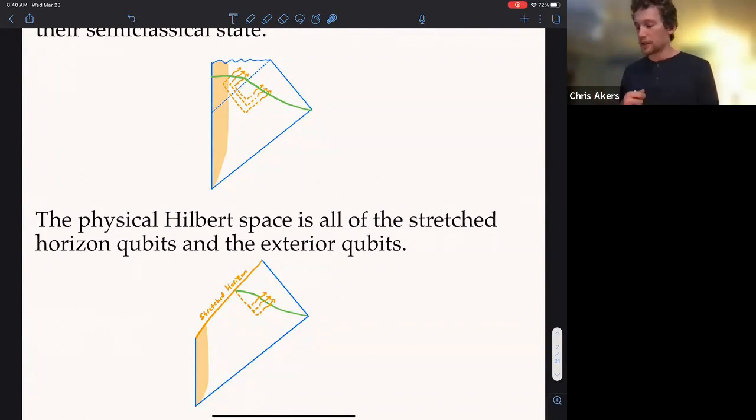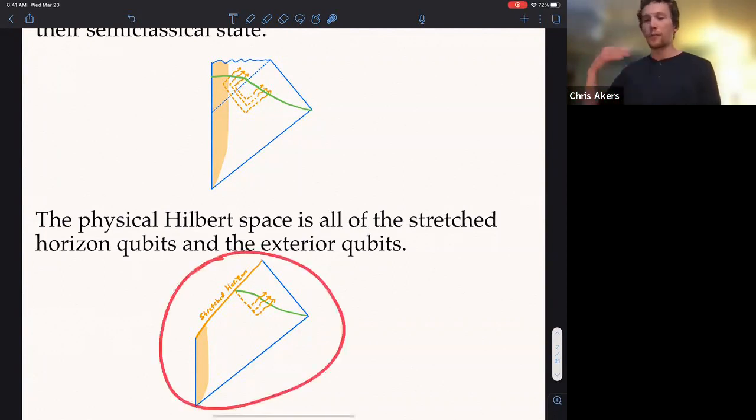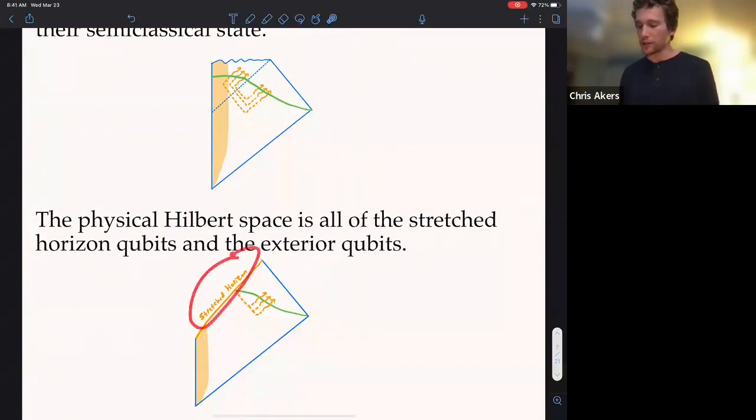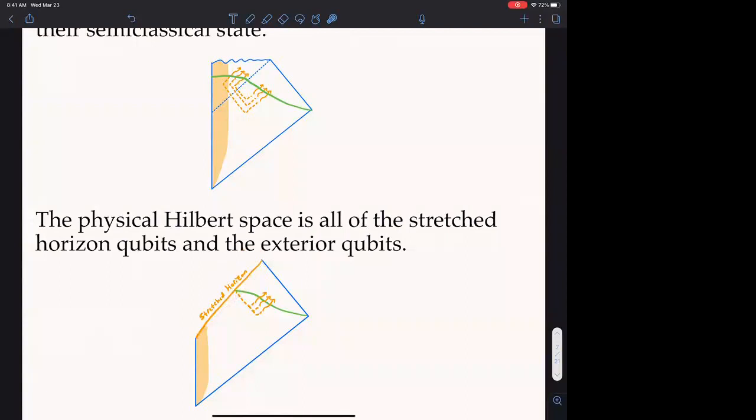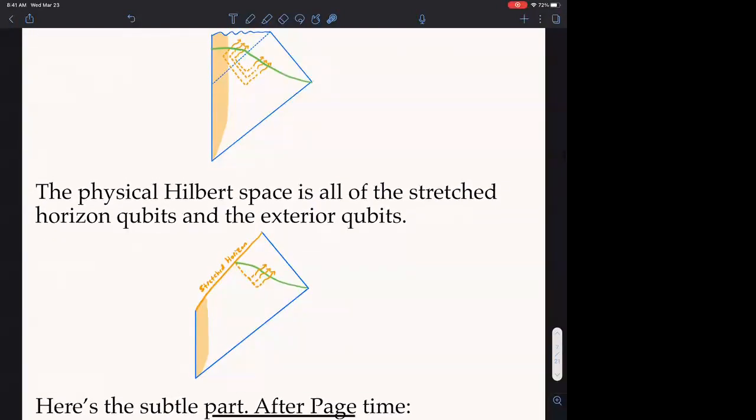In this way of talking about the manifestly unitary description, there is no interior at all. The black hole has been replaced by the stretched horizon. But then how would you compute the von Neumann entropy, how do you compute the entropy of the radiation?